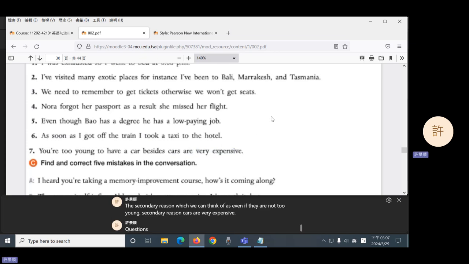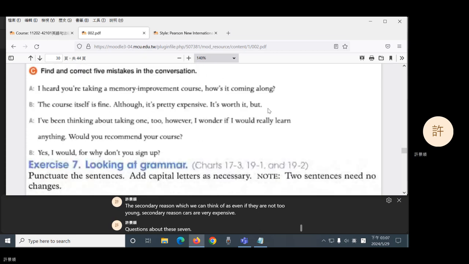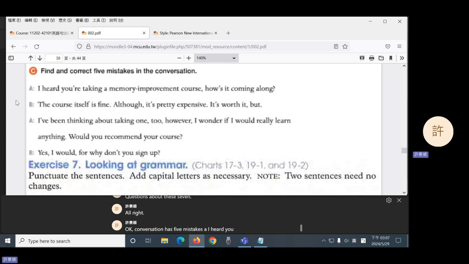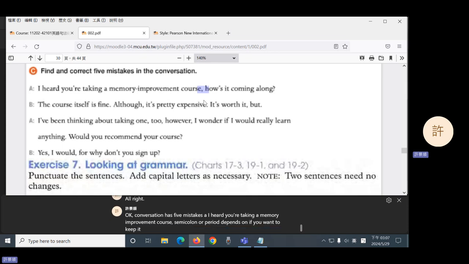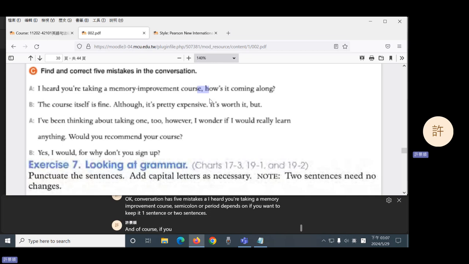Questions about these seven? All right. Okay, conversation has five mistakes. A, I heard you're taking a memory improvement course; semicolon or period. Depends on if you want to keep it one sentence or two sentences. And of course, if you add a period, the H should be capitalized.